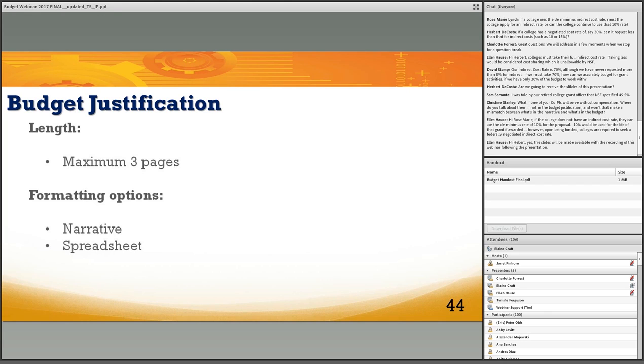You are allowed up to 3 pages for your budget justification. It is uploaded separately within the budget section and is not counted towards any other page limits in preparing the proposal. There is no specific format required for a budget justification. I will share an example in a commonly used narrative format.